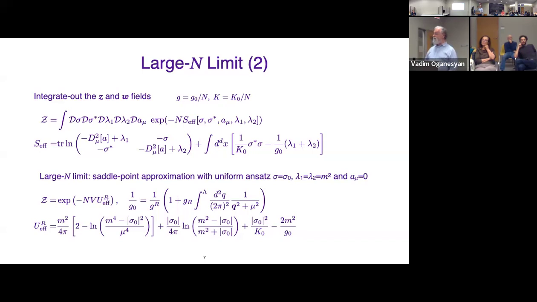So in the large N limit, this is essentially saturated by a solution of these saddle point equations, which are complicated, I'm sure you know. I'm going to look for uniform solutions with sigma naught, the two lambdas equal to each other, and the gauge field equal to zero in the large N limit. Okay, so you get an effective potential function that takes this form.